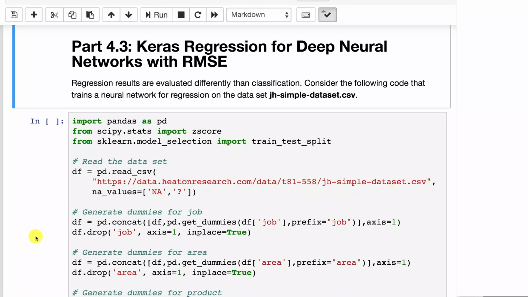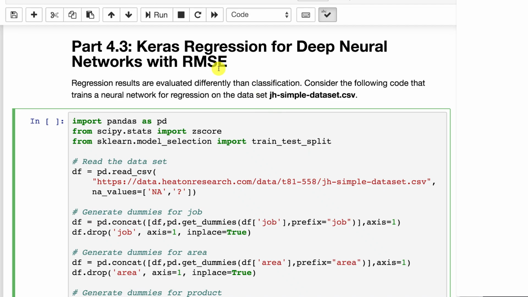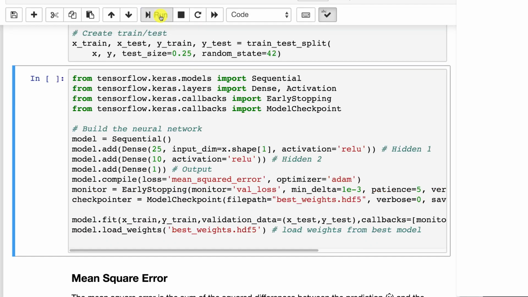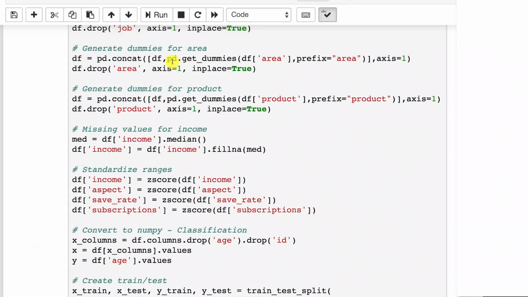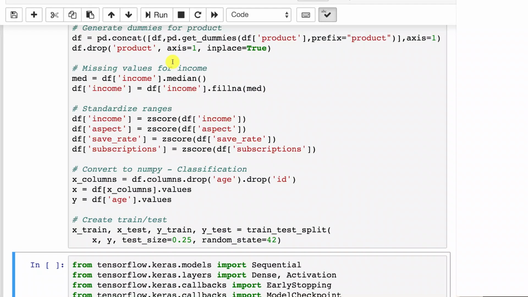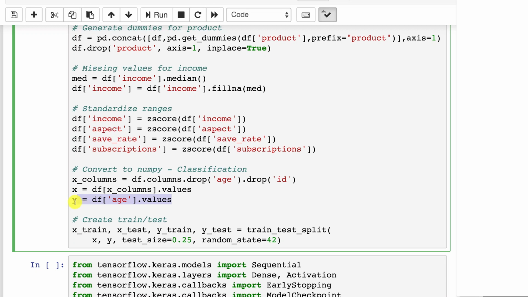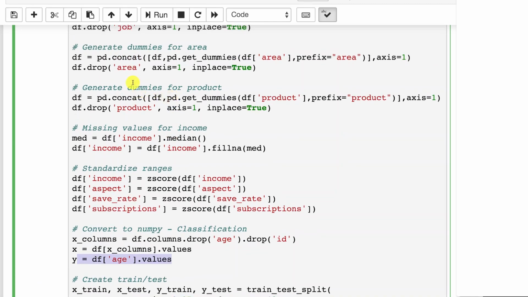So if you're dealing with regression, we're going to take a look at that sample data set that we've used a number of times that predicts individual people, which product they're going to buy. In this case, though, we want to make it a regression problem. So what we're going to do is try to predict their age based on what product they bought and the other aspects about them.